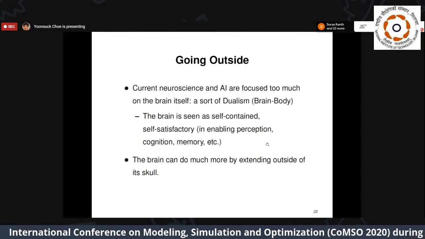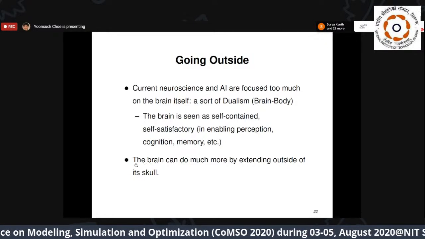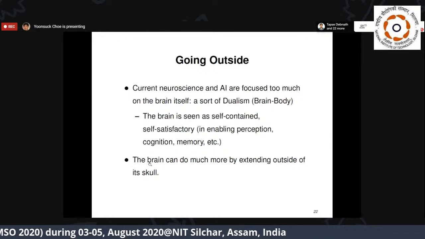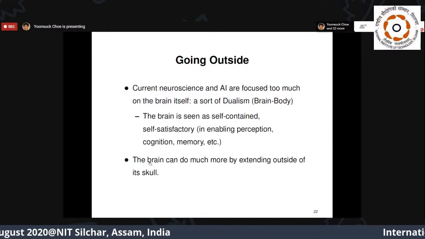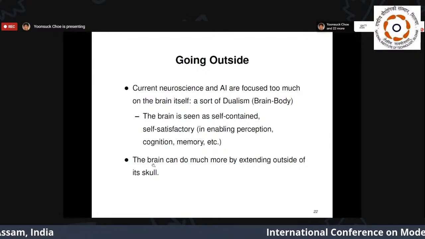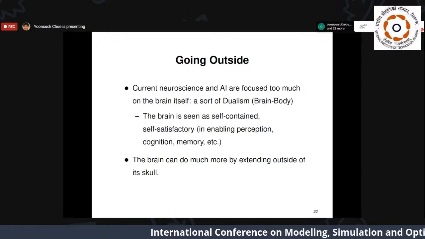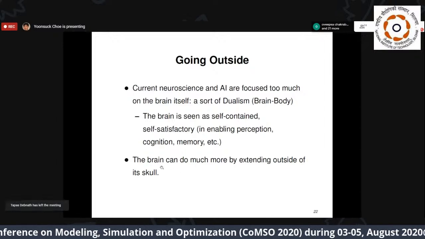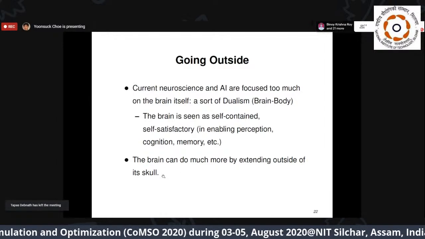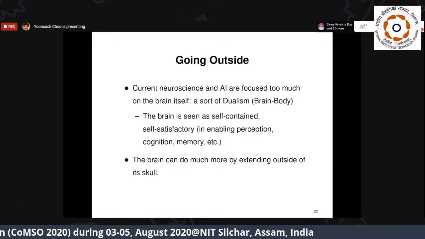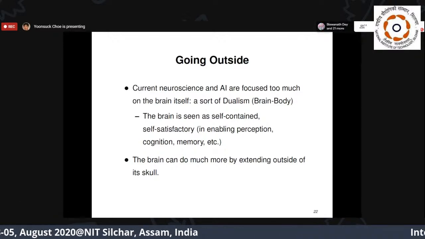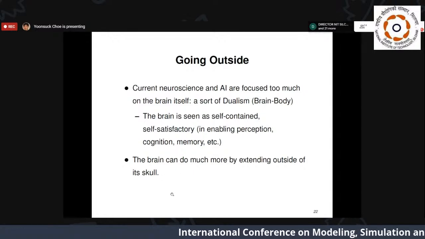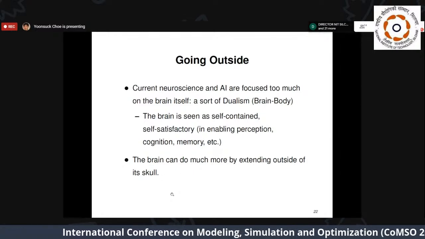So aside from that, what we are interested in is the fact that the brain can do much more by extending outside of its skull and actively manipulating the environment. There are many ways of manipulating the environment, and we're going to look at two cases. One is to use some kind of external marker, dropping some breadcrumb, so to speak, or using a simple tool to achieve a goal.